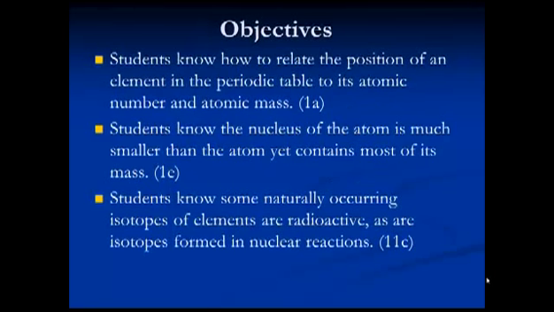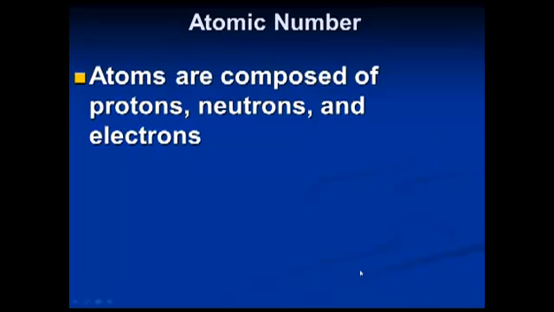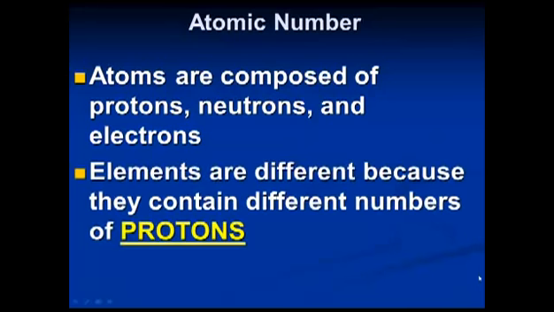So today we're going to look at how to relate the position of an element to the atomic number, the atomic mass, what it means, those sorts of things. And we're going to talk a little bit about isotopes. So first, atoms are composed of protons, neutrons, and electrons. Protons and neutrons are found in the nucleus, electrons are found outside the nucleus.